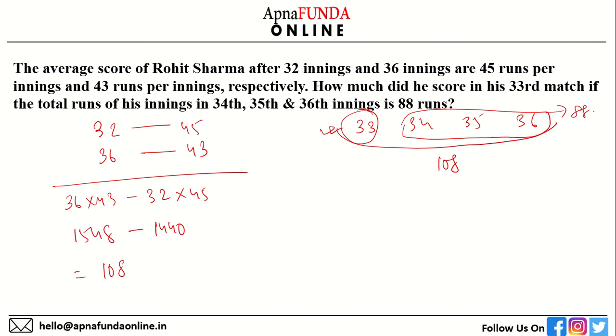We need to find how much he scored in the 33rd. In 34, 35, 36, he scored 88 runs. So the difference of 20 runs he scored in the 33rd match. So the score in his 33rd match is 20 runs. I hope you have solved along with me, and this is the answer that you have also got.